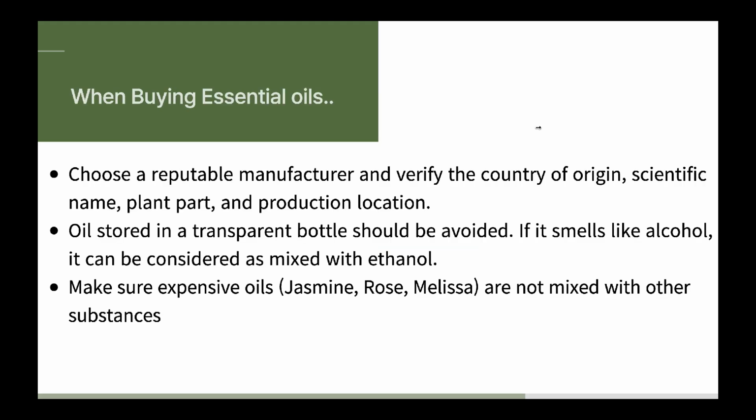When you buy essential oils, choose a reputable manufacturer and verify the country of origin, scientific name, plant part, and production location. I want to emphasize the scientific name part. Sometimes there are 3 or 4 different types of lavender oil, or 3 or 4 different types of oil that we know because they have specific scientific categories. In that case, you need to take a look at the Latin name, the original name, and make sure that this is the oil that you're looking for. I'll tell you more about the details in future videos.